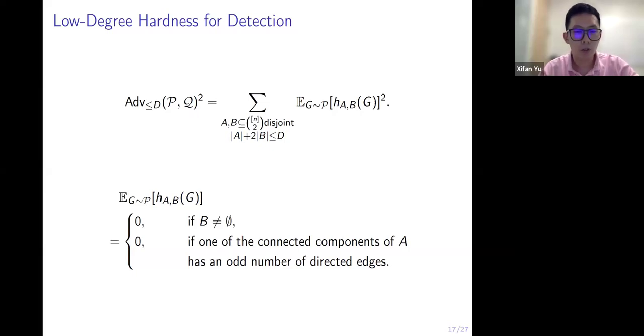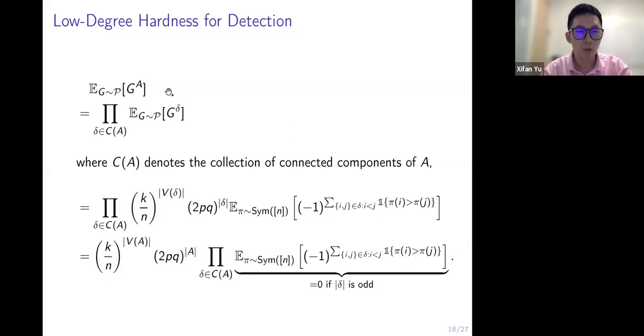And we give a quick proof of the second claim, that is, whenever A contains a connected component with an odd number of directed edges, this expectation will be 0. So first, we can split the expectation of G to the A into a product over the connected components due to the independence between different connected components.